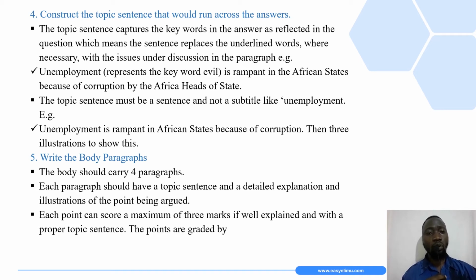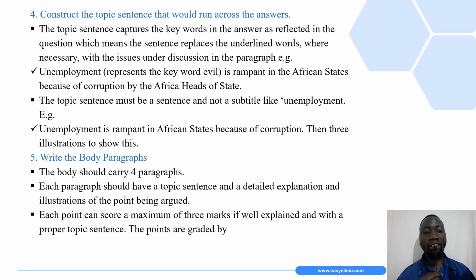Now, when it comes to the body paragraphs, construct the topic sentence that would run across the answers. Remember what a topic sentence is. A topic sentence is a type of sentence in a paragraph that introduces the main idea, and it is normally the first sentence in a paragraph. So the topic sentence captures the keywords in the answer as reflected in the question, which means the sentence replaces the underlined words where necessary with the issues under discussion in the paragraph.